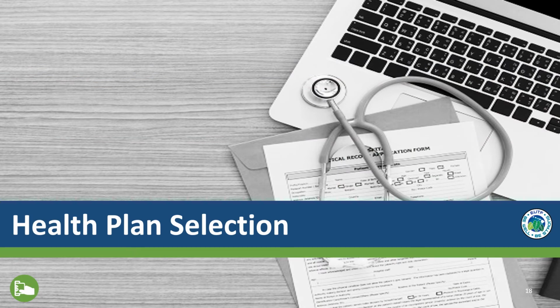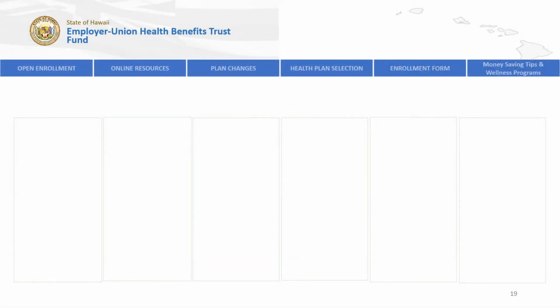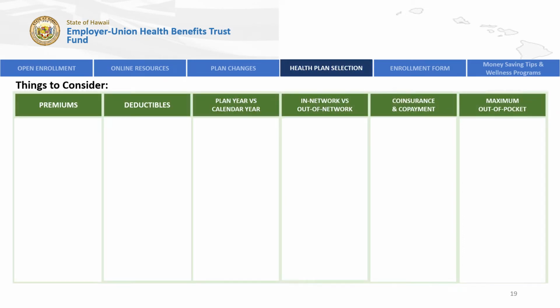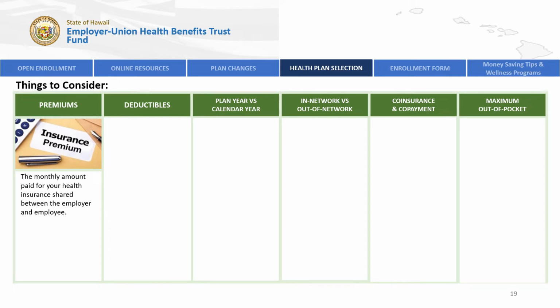Health plan selection. When selecting a health plan, there are a few things you want to consider. Premiums are the monthly amount paid for your health insurance shared between the employer and the employee. You will want to consider the premium amounts of the plans you're selecting.